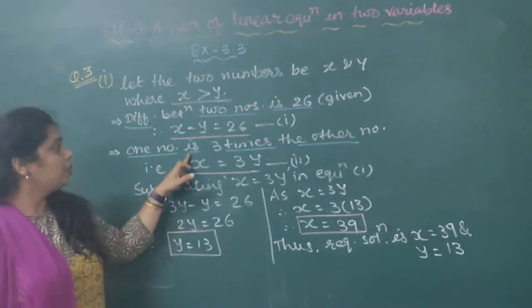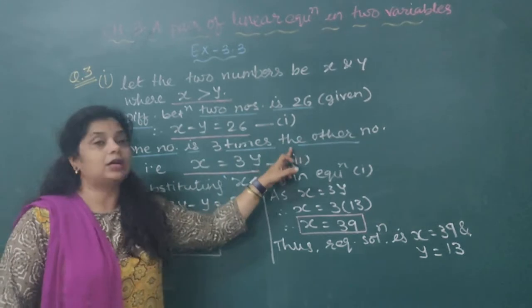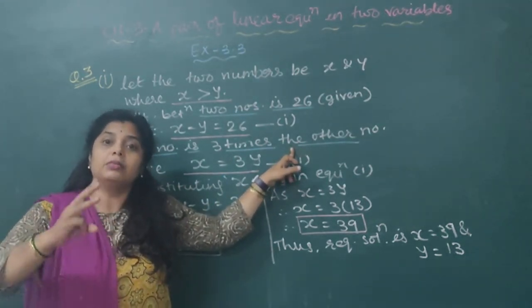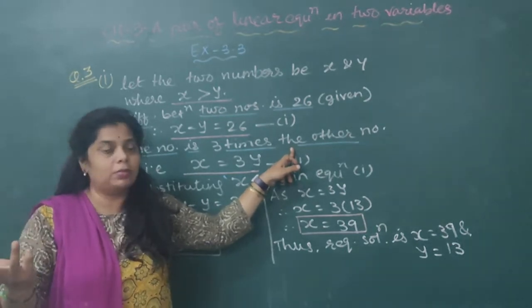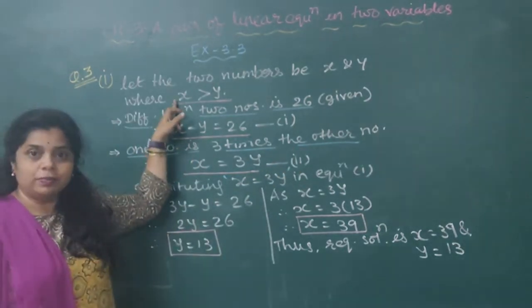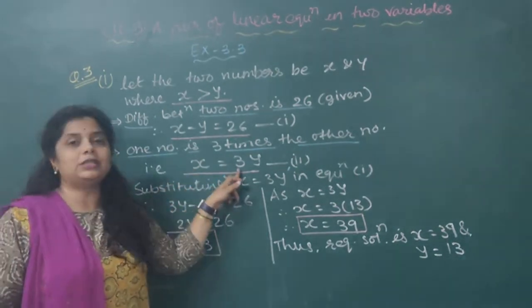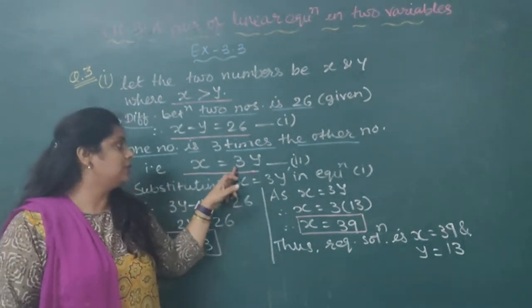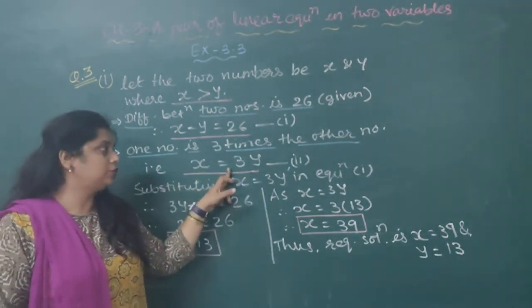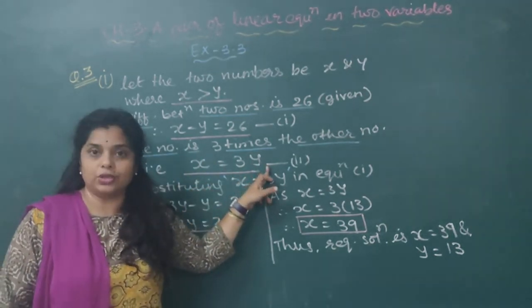Now, one number is 3 times the other number. Obviously the greater number is 3 times the smaller number. The greater number is x, as we already mentioned, so x is equal to 3 times the smaller number, so it is equal to 3y. Is it clear? So x is equal to 3y is our second equation.